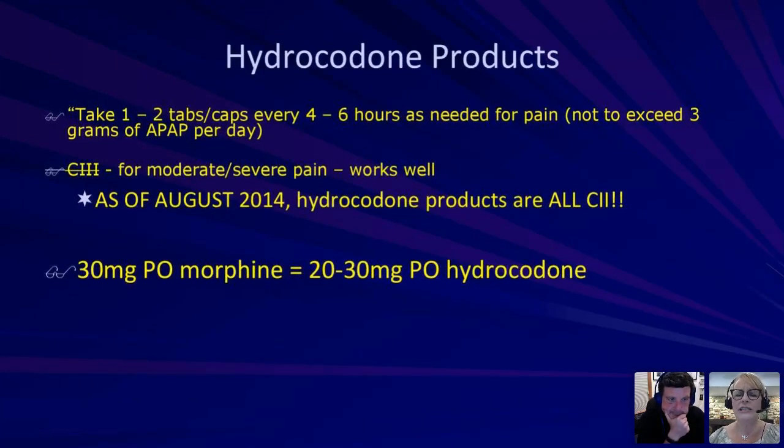Nothing really additional to add here for the hydrocodone. Most of this I already said. It moved from a Schedule 3 to a Schedule 2 in 2014, and I already mentioned 30 milligrams of oral morphine is equivalent to 20 milligrams of oxycodone. And for 20 to 30 milligrams of hydrocodone, I always say 20 milligrams of hydrocodone, because that's just my personal experience with patients. I think it's as potent as oxycodone.